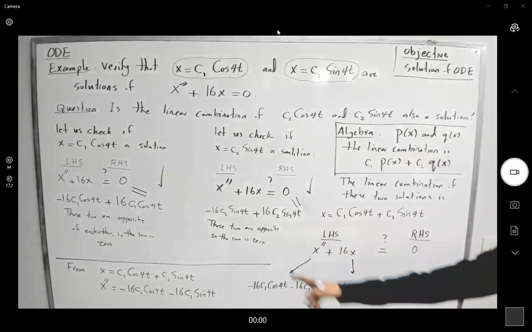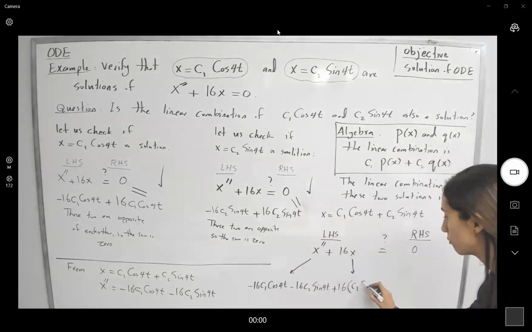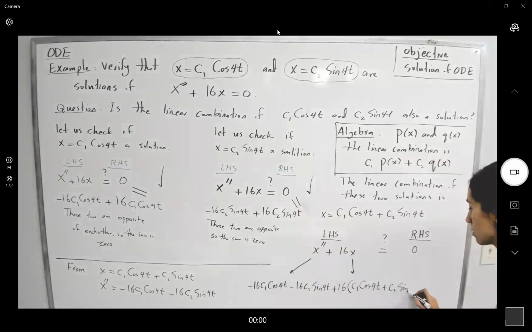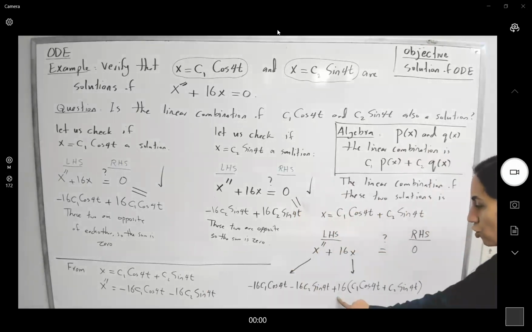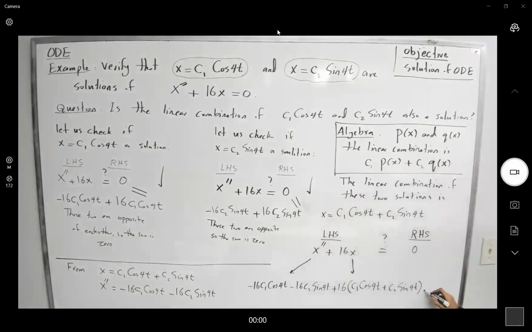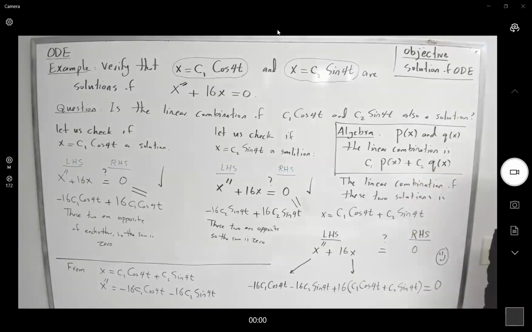What is x? x is C1 cosine 4t plus C2 sine 4t. Distribute 16 into parentheses, you get four terms. They are opposite to each other, so it's equal to 0. So we just showed that the linear combination of the solutions is also a solution. So the answer is yes.